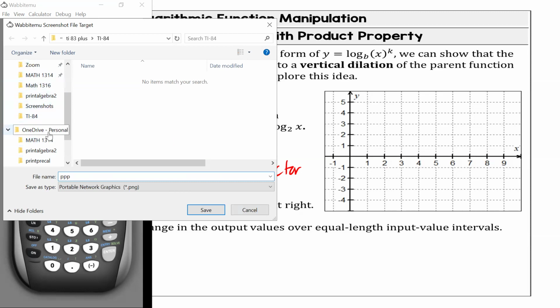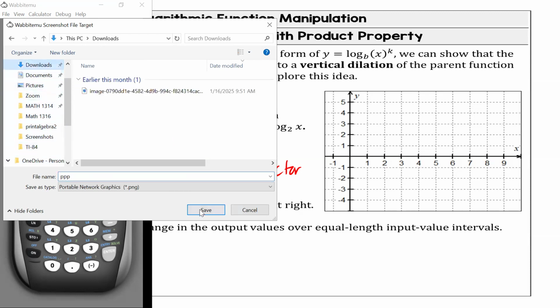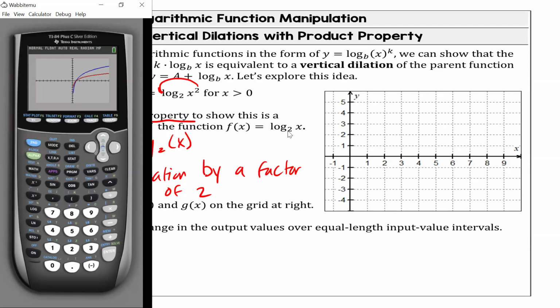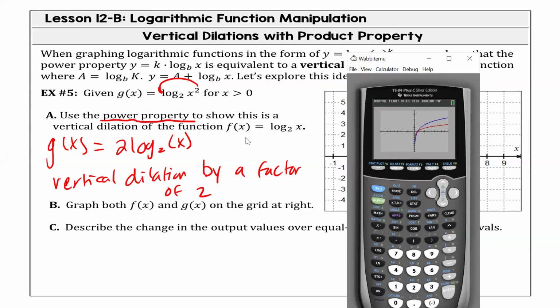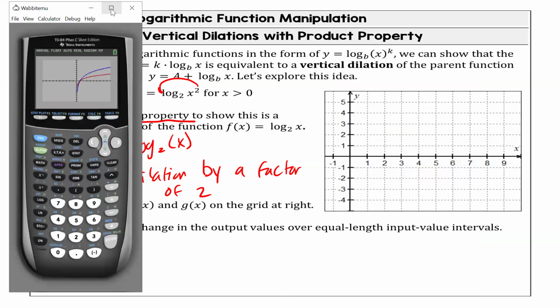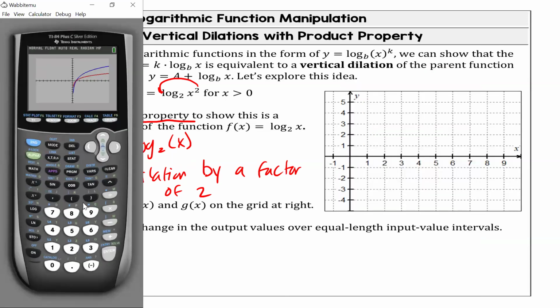I graphed the log base 2 of x, our parent function, and then I graphed our function written in power form, 2 log base 2 of x. No, I graphed log base 2 of x, and I graphed 2 log base 2 of x. Okay, cool.